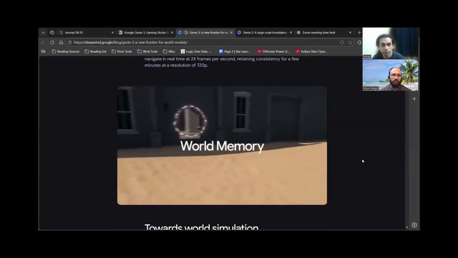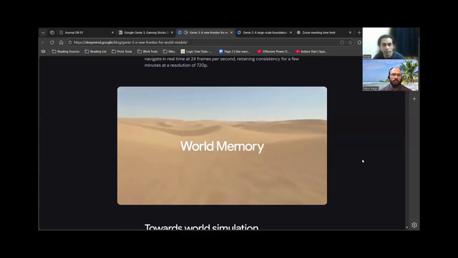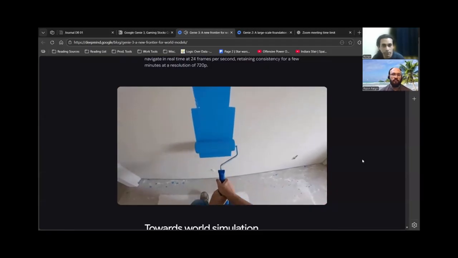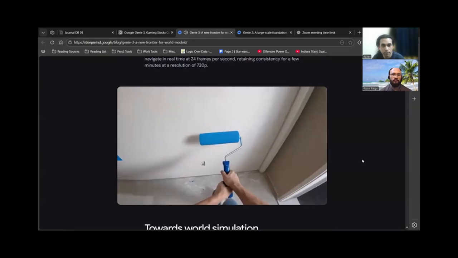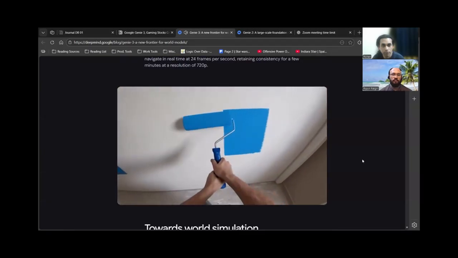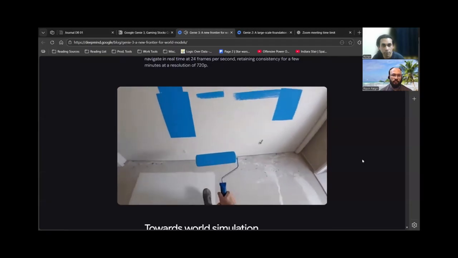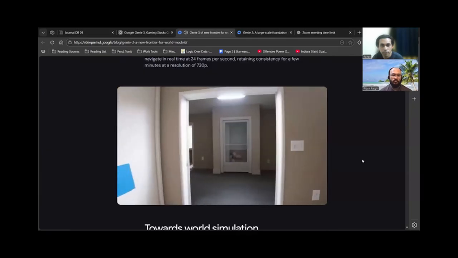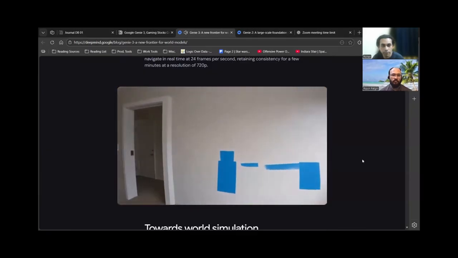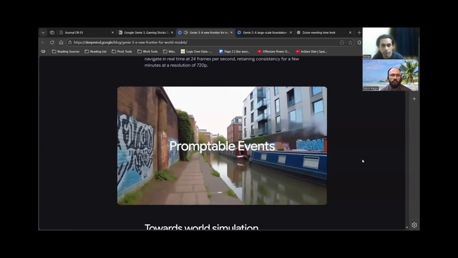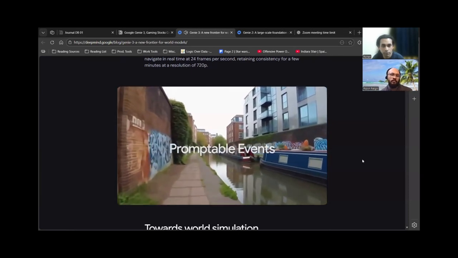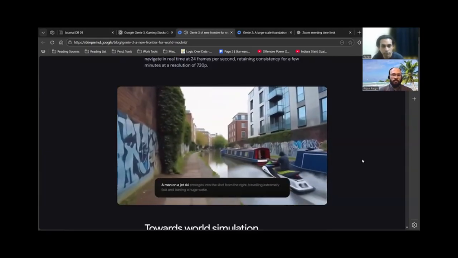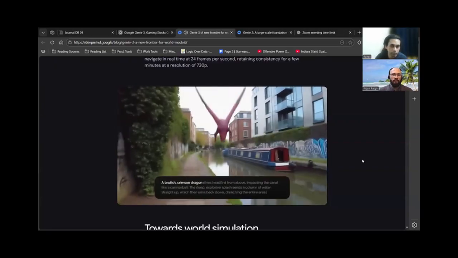And Genie 3 has world memory. That's why environments like this one stay consistent. World memory even carries over into your actions. For example, when I'm painting on this wall, my actions persist. I can look away and generate other parts of the world. But when I look back, the actions I took are still there. And Genie 3 enables promptable events, so you can add new events into your world on the fly. Something like another person, or transportation, or even something totally unexpected.